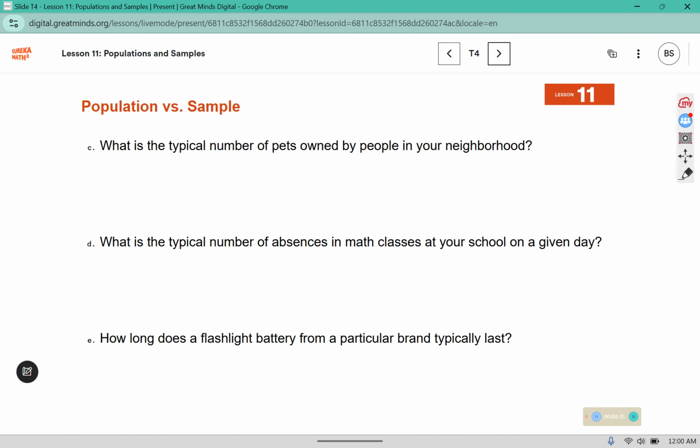C. What is the typical number of pets owned by people in your neighborhood? You could collect information on all of the people in your neighborhood. We could walk around and talk to our neighbors and ask them how many pets they own.